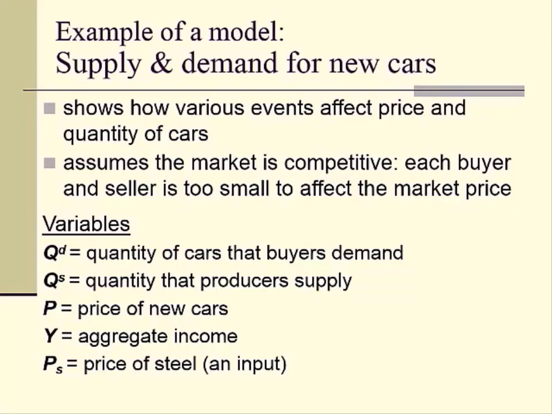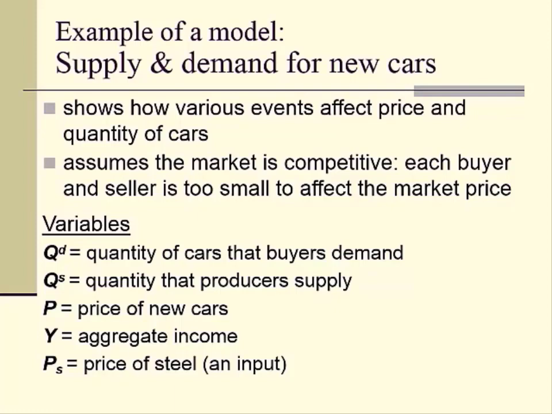or a fall in consumers' income affects the price and quantity of automobiles demanded and supplied, then it is fine to use this model. So here we can list important variables. We can define the variables first. We can define Q^D as the quantity of cars that buyers demand, Q^S as the quantity that producers supply, P as the price of new cars, Y as aggregate income, and P_S as the price of steel, which is an input.